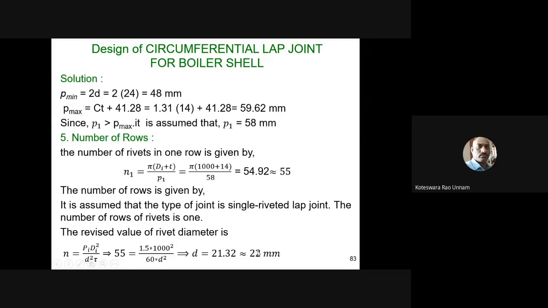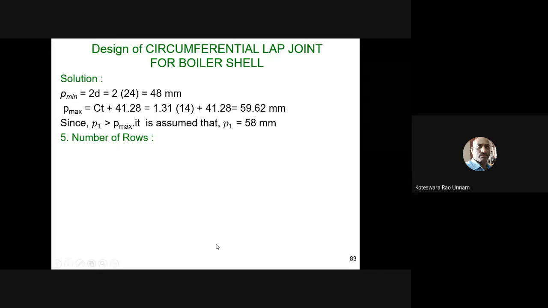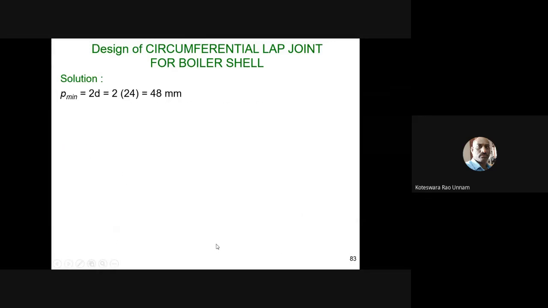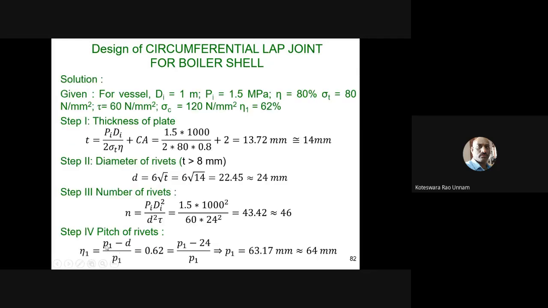Once I have done this, if you want, you can recalculate your pitch value again. It is interlinked here. Earlier, when calculating the P1 value, we took D equal to 24, but now we got it as 22 only. So that means P1 minus 22 by P1. So you are going to get a value smaller than 64 or larger than 64.